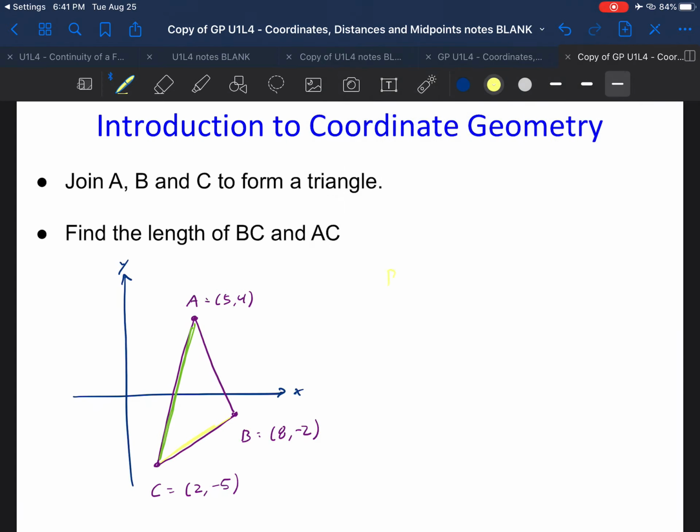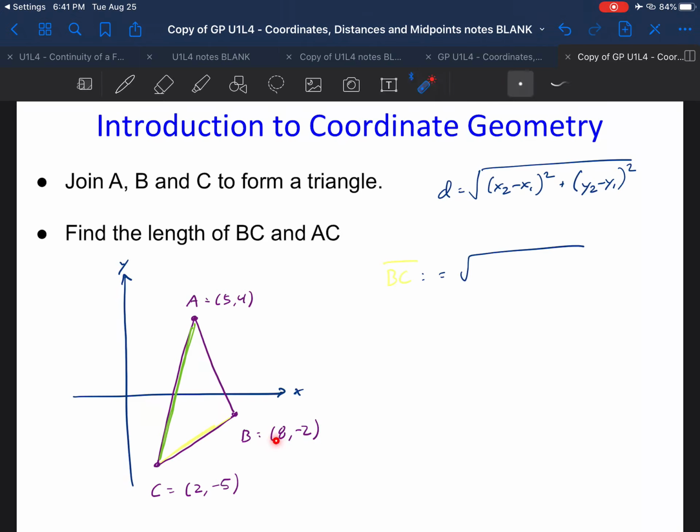So to find BC, we can abbreviate the length as capital B, capital C with a line segment over it. And I'm going to write, again, the distance formula that I have. The distance between any 2 points is the change in x, so subtract the 2 x values and square them, plus the change in y squared, all square rooted. So BC is going to equal the square root of, now I need to subtract the 2 x values. So for BC, I've got 8 minus 2, and square it.